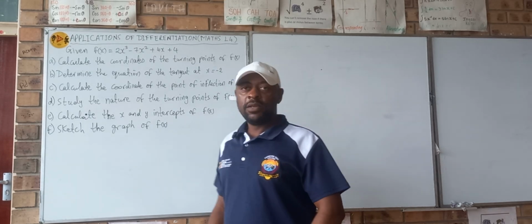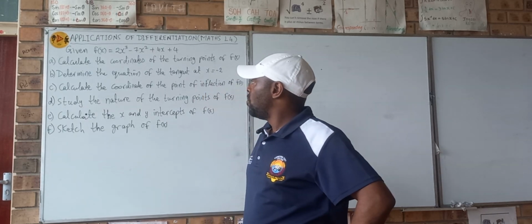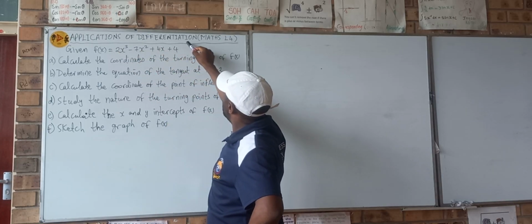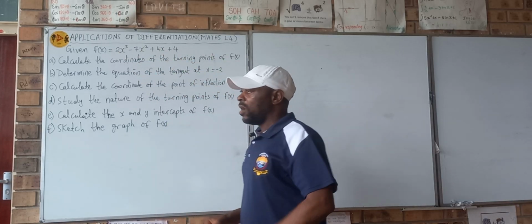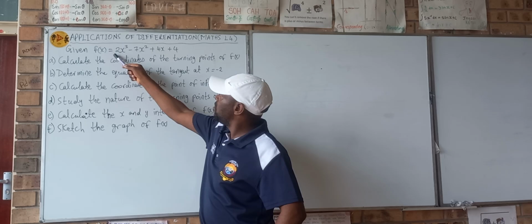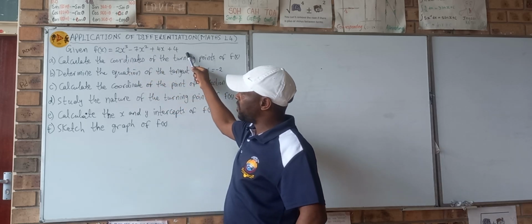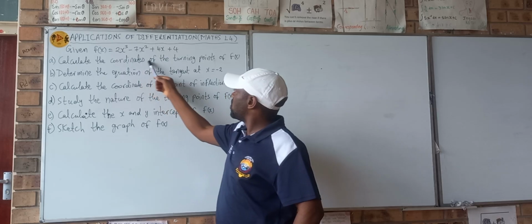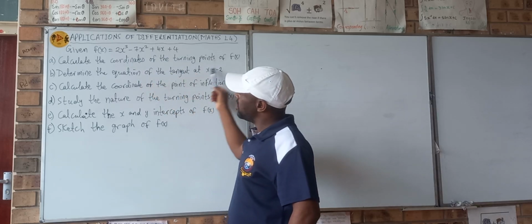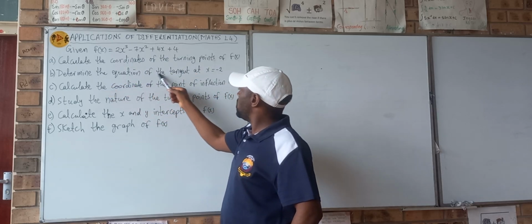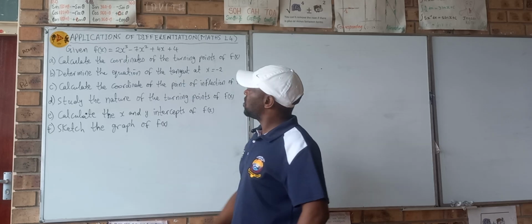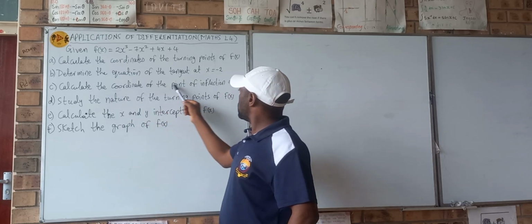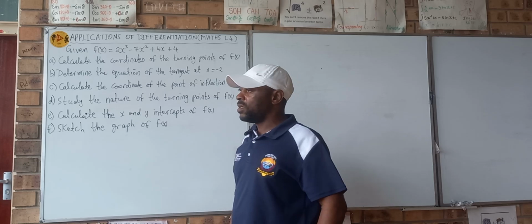Good day, everyone. Today we'll be looking at applications of differentiation for maths level 4, and our application will be focusing more on the cubic graph. So that is our cubic graph. We are going to calculate the coordinate of the turning point, then we determine the equation of the tangent at x equal to -2, then we calculate the coordinate of the point of inflection.